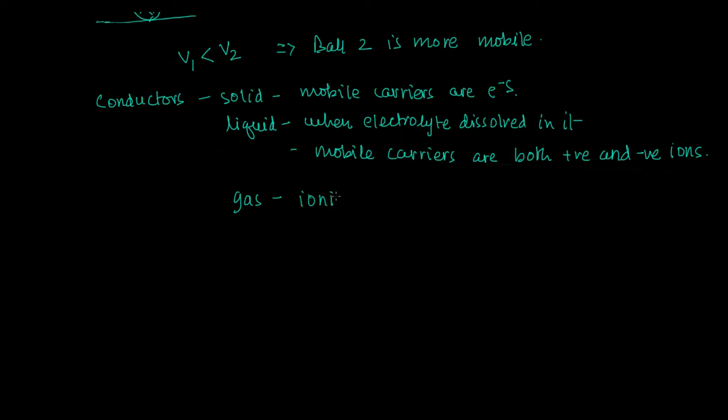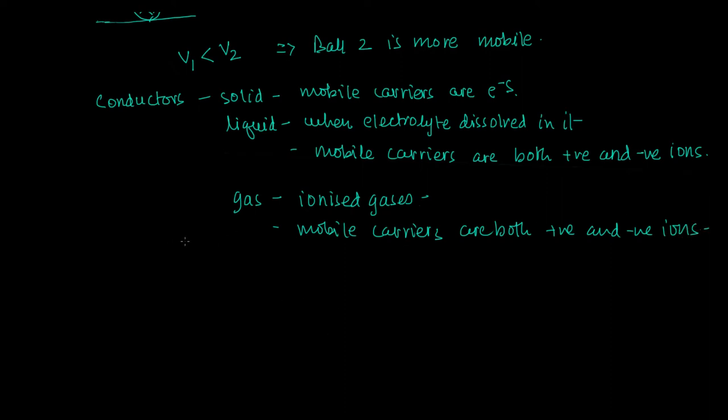What kind of gas? Ionized gases. Now there are various techniques of ionization. I'm not going into the detail of it. Some of it is bombarding it with light, which you call photoionization. You can heat it, that is called thermal ionization. Or you can use a field, so you can ionize it with a field. So in ionized gases too, the mobile carriers are both positive and negative ions, right? But my focus right now is a solid conductor, right?